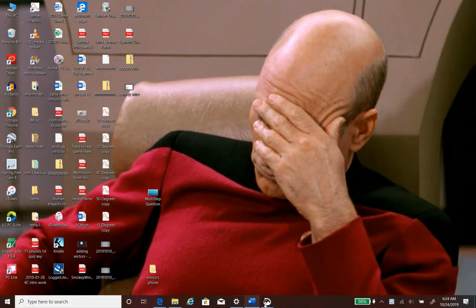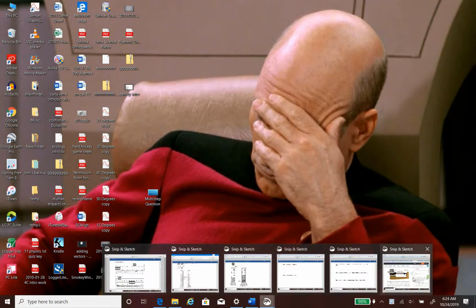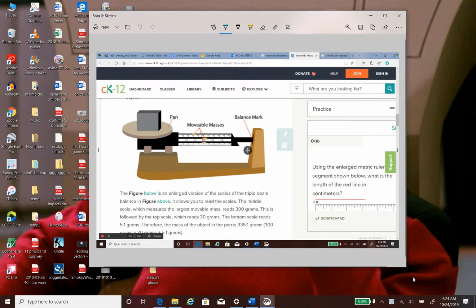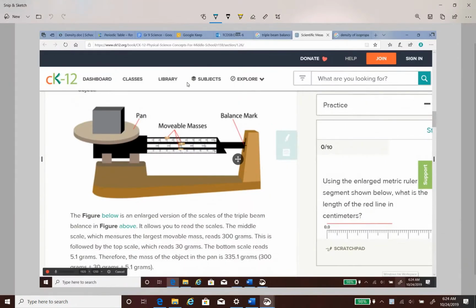Okay, today we're going to talk about density. We're going to talk about how to read mass and how to read volume, and to put them together to figure out how to work out density. So first thing we'll talk about is mass.